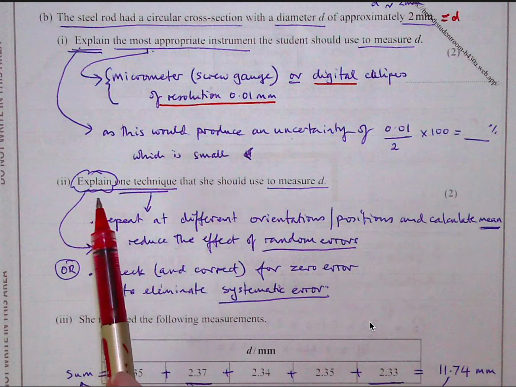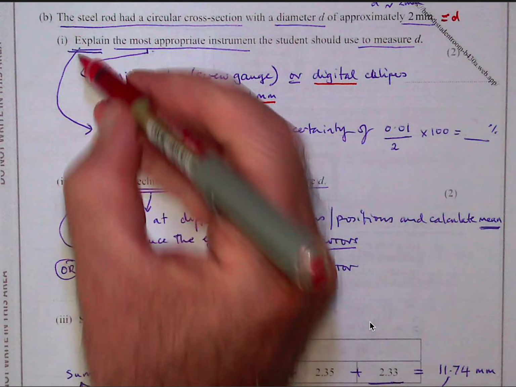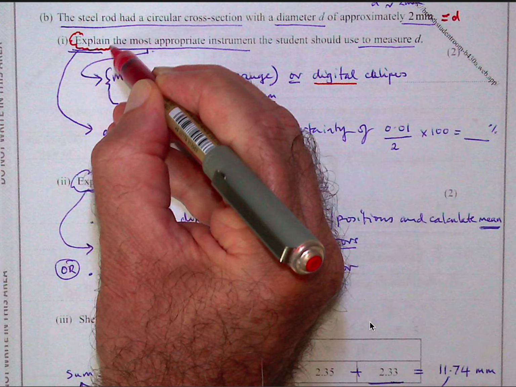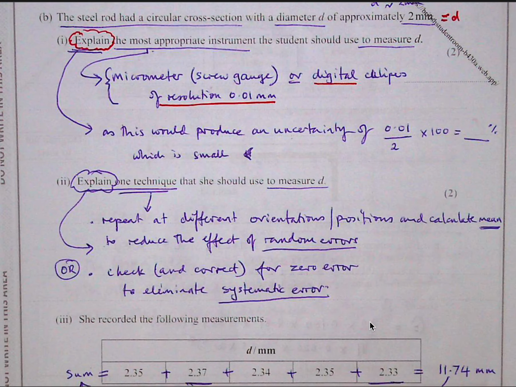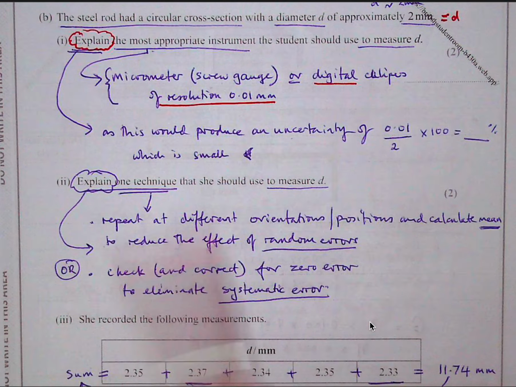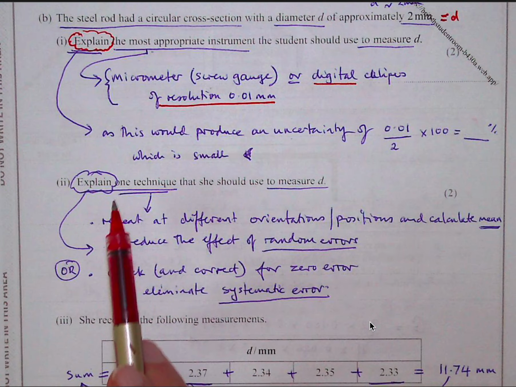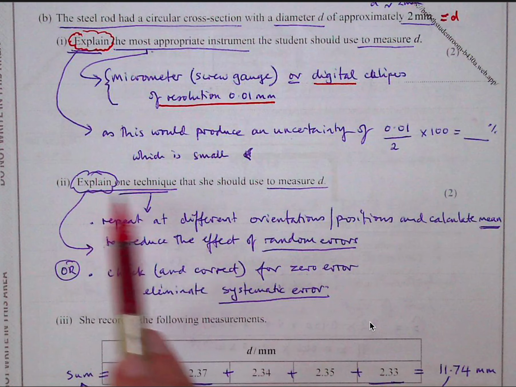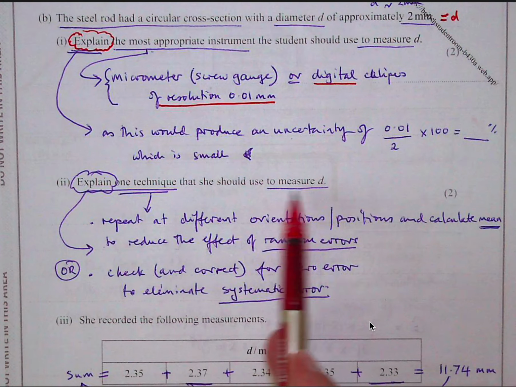So the next part, again, it's got an explain. Okay, so here was an explain. They don't want you to just say it, they want you to go all the way and say why you're doing that. Explain means going a little layer deeper in understanding. Explain one technique the student could use to measure D.